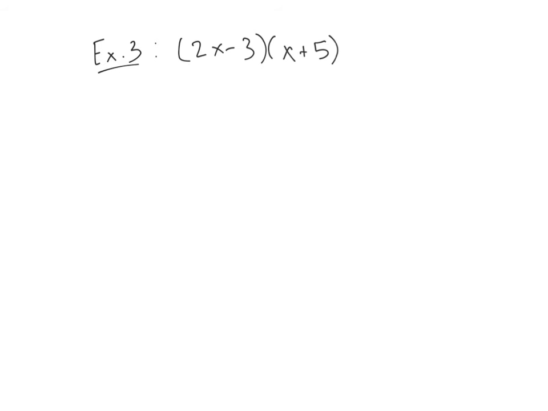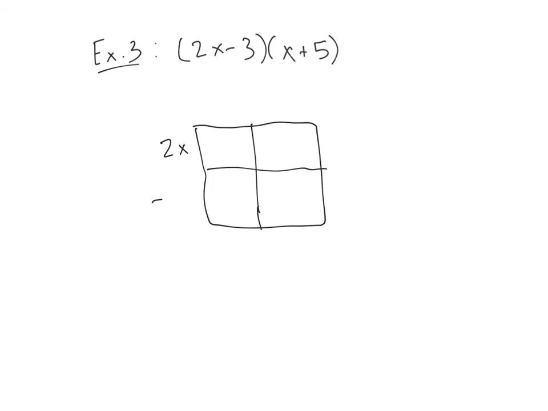All right, so here's the first one we're going to take a look at that has a number in front of x. So 2x minus 3 times x plus 5. It's going to be a box problem. So again, I'm going to draw down a 2 by 2 box. And on the rows, I'm going to put 2x and minus 3. On the columns, x and plus 5.